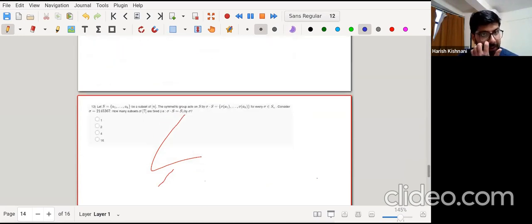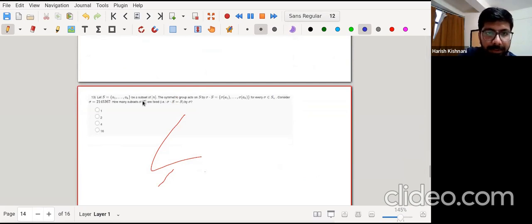Let's move on to the next question. It says that S is {A1 to AK}, a subset of this indexing set. The symmetric group acts on S in this way: sigma acting on S will give you the set {sigma of A1, sigma of A2, and so on to sigma of AK} for every sigma belonging to Sn. Now consider this permutation sigma to be 2, 1, 4, 5, 3, 6, and 7. How many subsets of this 7 are fixed, that is sigma dot S equal to S? So it's a tricky question. It's saying that with this permutation sigma, how many subsets are there which will be fixed?